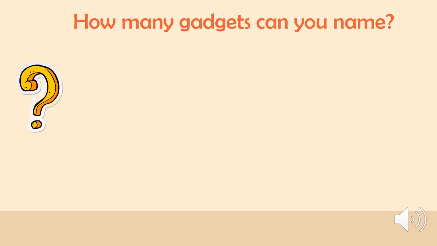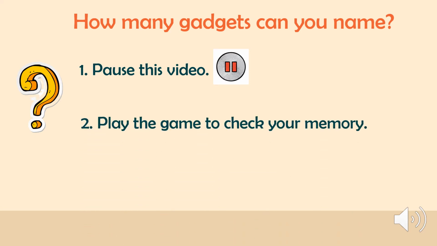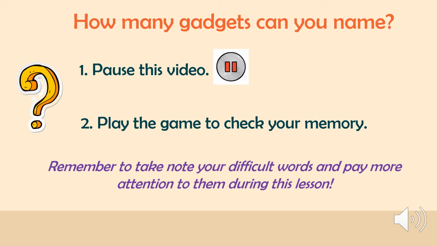Okay, so now do you want to play a game? Alright, so my game is here. I want to check your vocabulary to see how many gadgets you can name. But before you play this game, please pause this video. Okay? And let's play the game to check your memory. Remember to take note of your difficult words and pay more attention to them during this lesson. Alright?